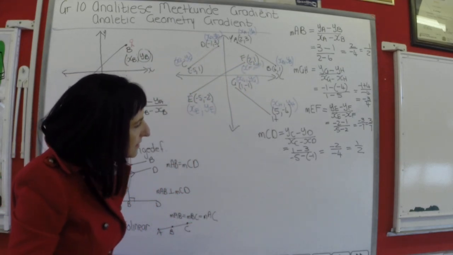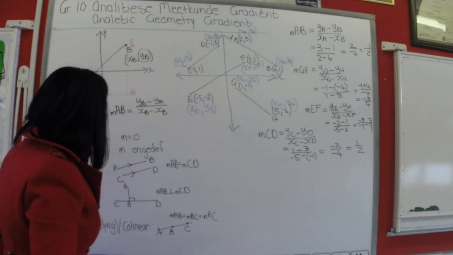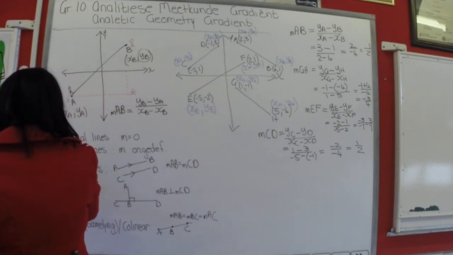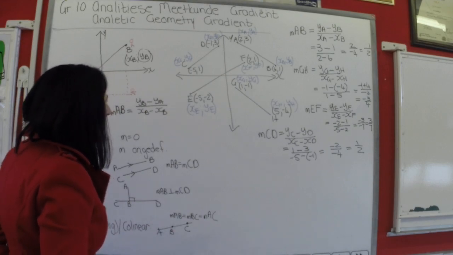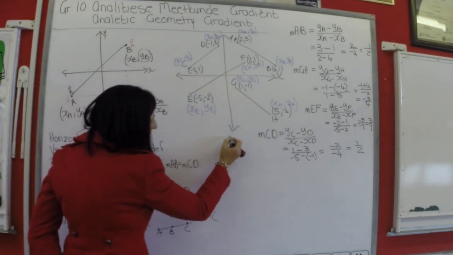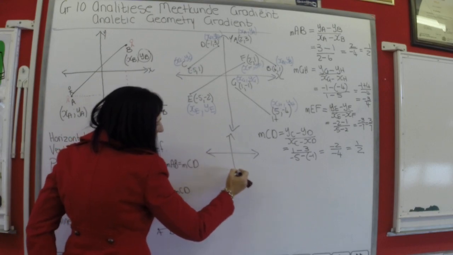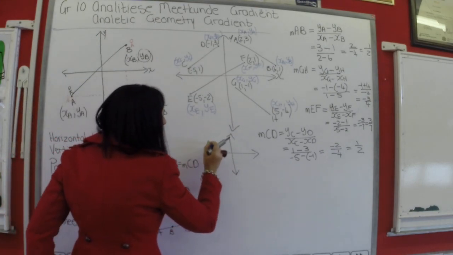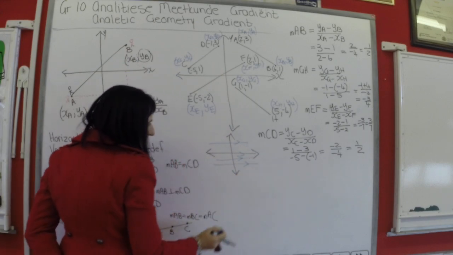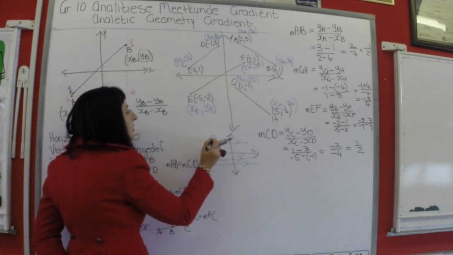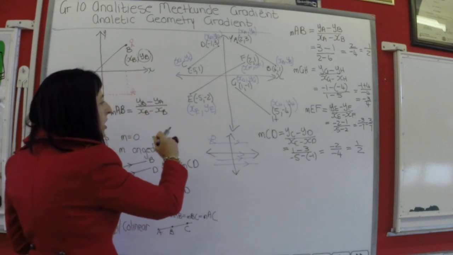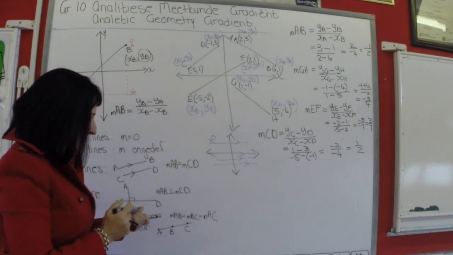Baie makkelik, ek moet net die leerwerkies leer, graad 10. Then some more learning work, and we've done that in grade 9 already. A horizontal line is a line that's always parallel to the x-axis. So as ek hier 'n Kartesiese vlak teken, enige lyn wat ewewydig is aan die x-as, is 'n horisontale. Die gradiënt van 'n horisontale lyn is 0. You must know that. The gradient of a horizontal line is always, always 0.